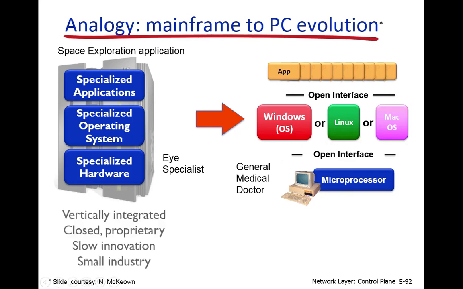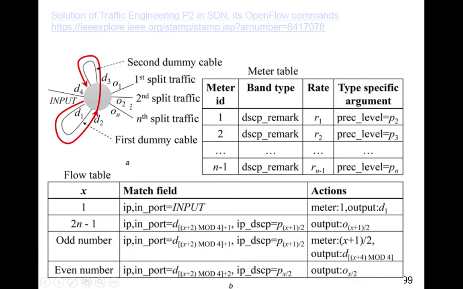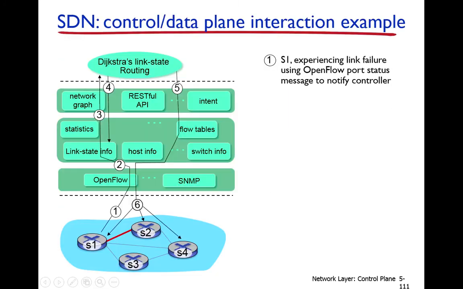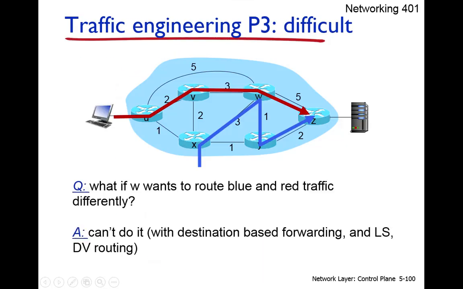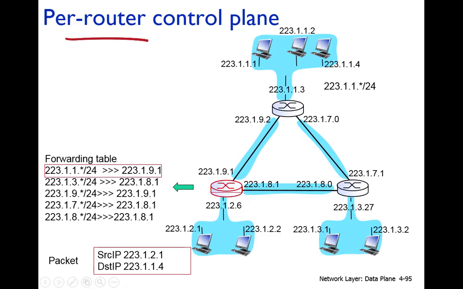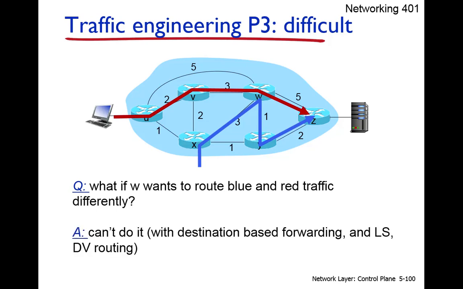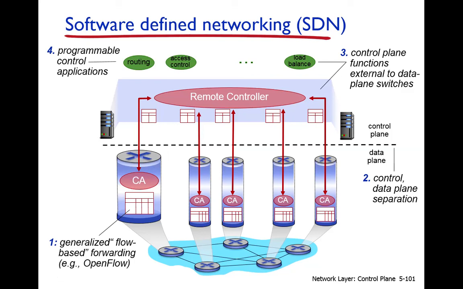In a similar way, the SDN control plane is implemented. For the SDN control plane we have hardware, and based on the hardware there is an operating system, and based on the operating system we have different applications like routing, access control, load balancing, etc. Okay, so this is the overall architecture of the SDN.